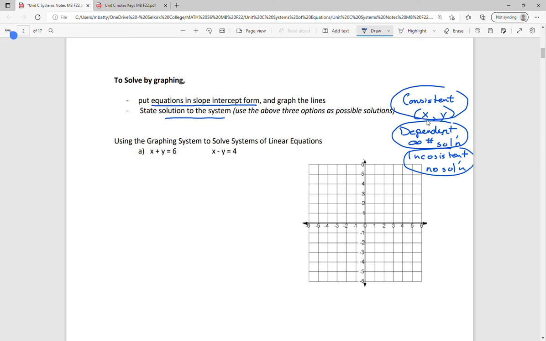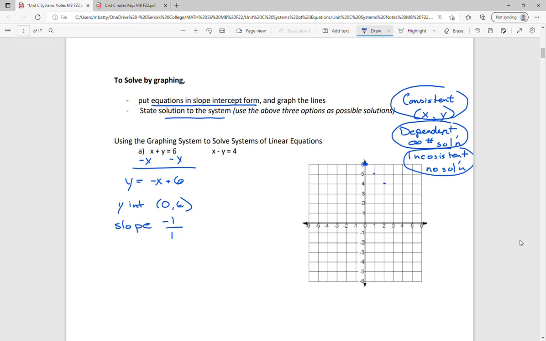I'm going to put this first equation into slope-intercept form. I'd have y equaling negative x plus 6. That tells me that my y-intercept is 0 and 6, and my slope is negative 1 over 1. So I always start with the intercept, so I'd go to 0 and 6, and then my slope gives me the instructions to another point on the line, so go down 1 and over 1.